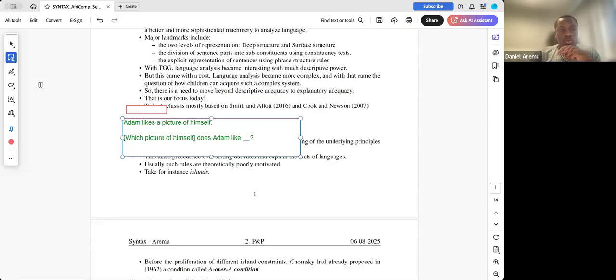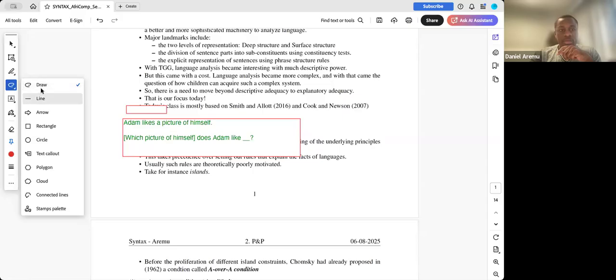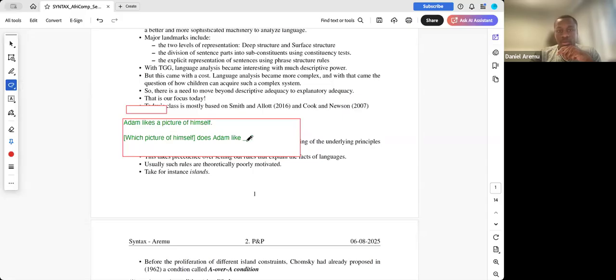Now, with what we just observed, we just moved a picture of himself to this position. So now we have which picture of himself. We've moved which picture of himself to the sentence initial position, and that is what's called the surface structure. So this construction is the surface structure of what we have above.